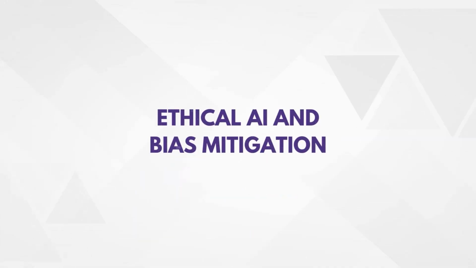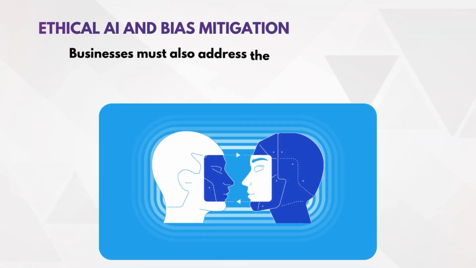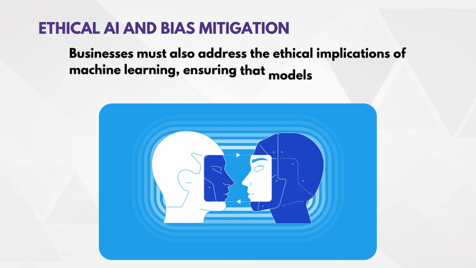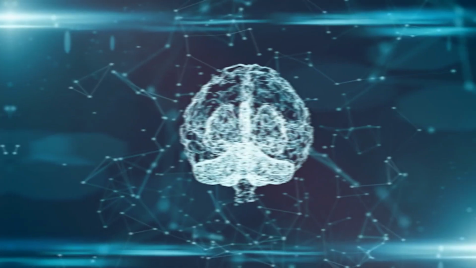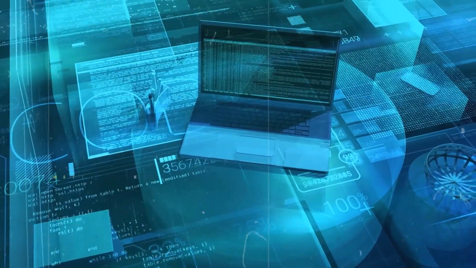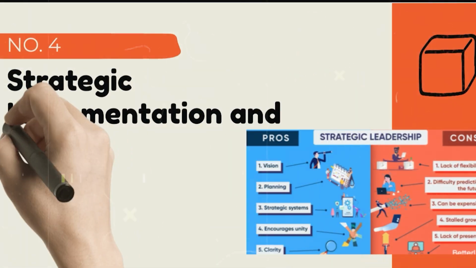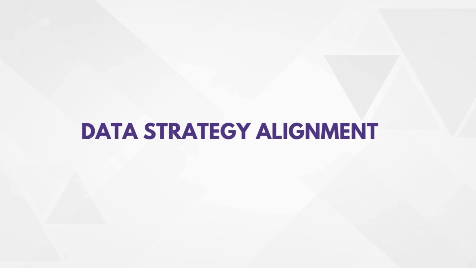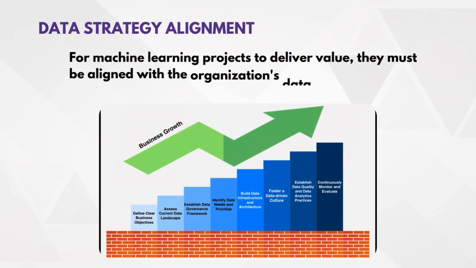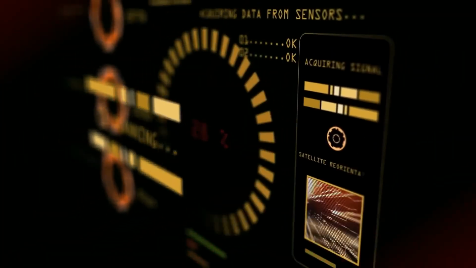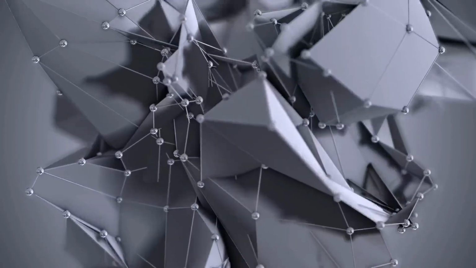Ethical AI and bias mitigation. Businesses must also address the ethical implications of machine learning, ensuring that models do not perpetuate biases or make unfair decisions. This involves careful data curation, model testing for bias, and implementing fairness algorithms. Strategic implementation and leadership. Data strategy alignment. For machine learning projects to deliver value, they must be aligned with the organization's data strategy. This includes data governance, quality, and architecture considerations, ensuring that the necessary data infrastructure supports ML initiatives.